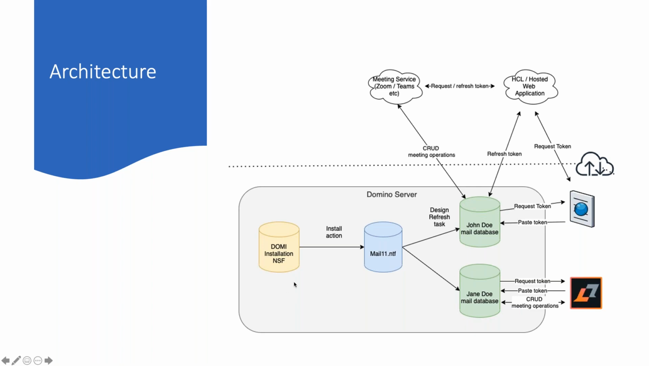The other aspect that we've got is the installation database, which pushes the code into the mail template, which then refreshes around to the various mail databases. I mentioned that the OAuth flow requires you to go out to a browser, and that then goes up to the web application, which does the communication with a client ID and client secret to get a token back.